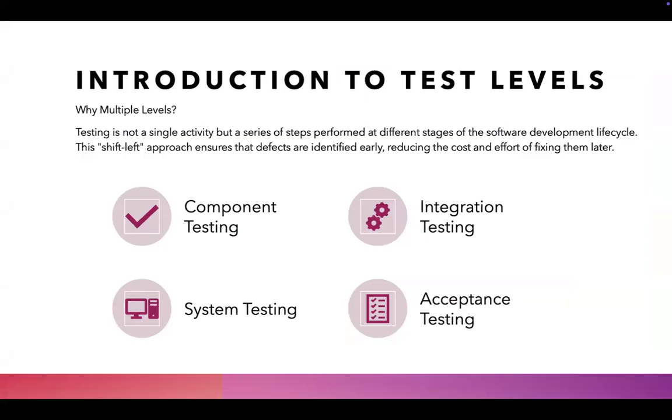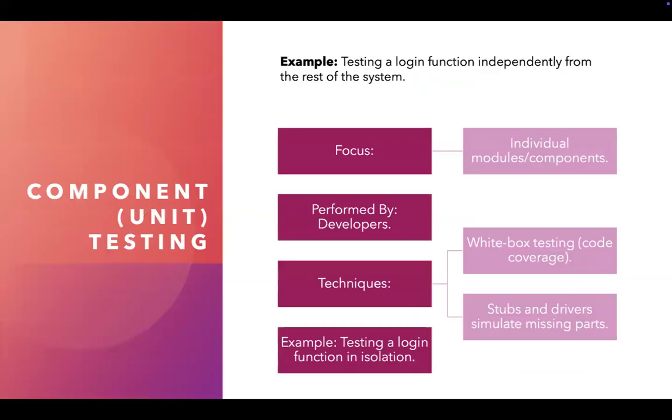Introducing the test levels. Now, let's talk about testing. Testing is not something we do only at the end. It should happen at different levels during the software life cycle. This idea is known as the shift left approach, where we test early in the process. If we find problems earlier, they are easier and cheaper to fix. That's why testing is done in multiple steps, not just one big test at the end. And now I move to the next slide.